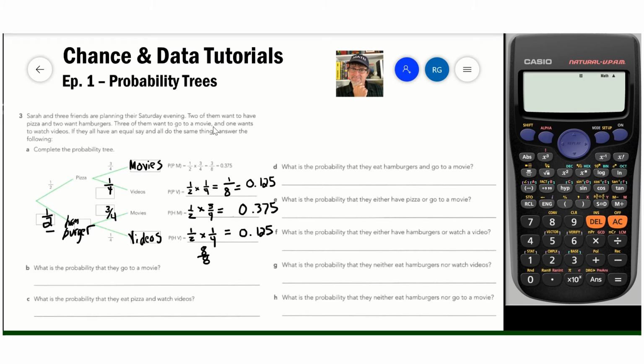What is the probability that they go to a movie? Okay, so a movie. So we want to look and we want to add up all the ones where they go to a movie. So up here, we've got 0.375.